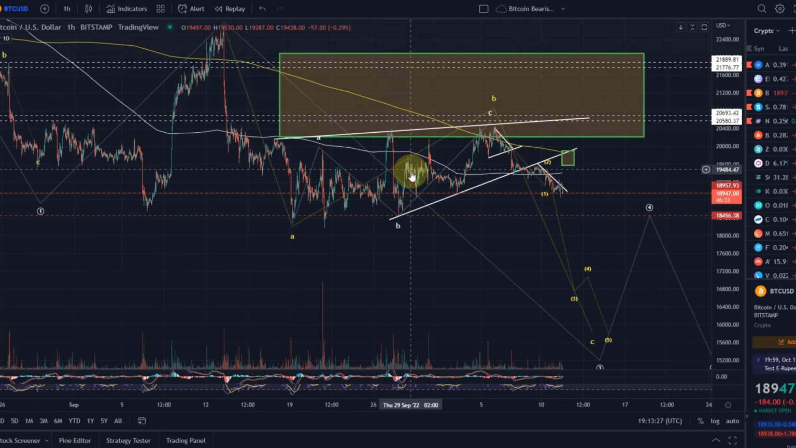It is one of the less clear structures. Less clear doesn't mean we can't count structures, but it means there are different structures possible and different wave counts are possible, which leads to different targets and so on.